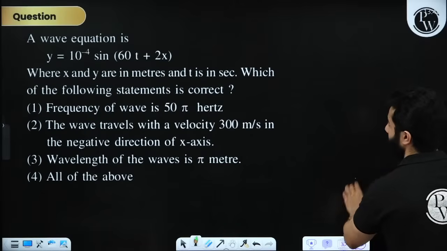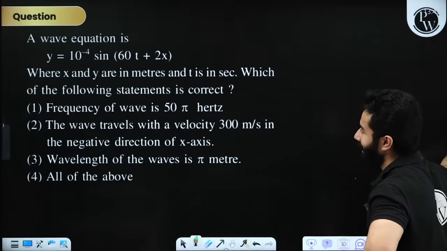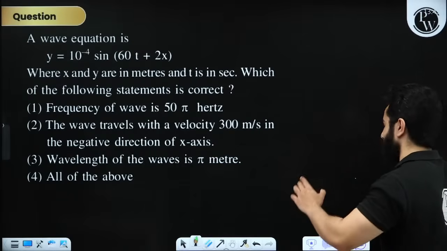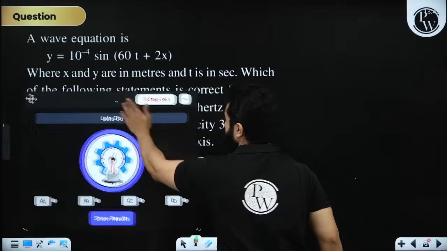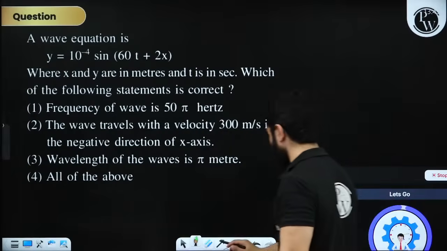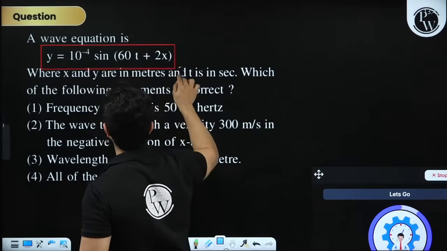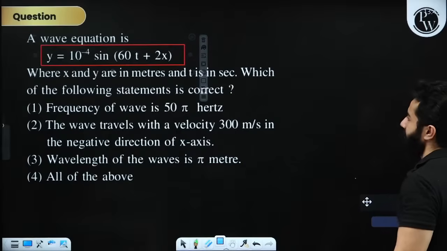Let's solve this question first. A wave equation is given, where x and y are in meters and t is in seconds. Which of the following statements is correct? Let's start, 60 seconds. Let's begin, dosto. This is the equation and you have to find the correct statement. Please note, don't make any mistake.